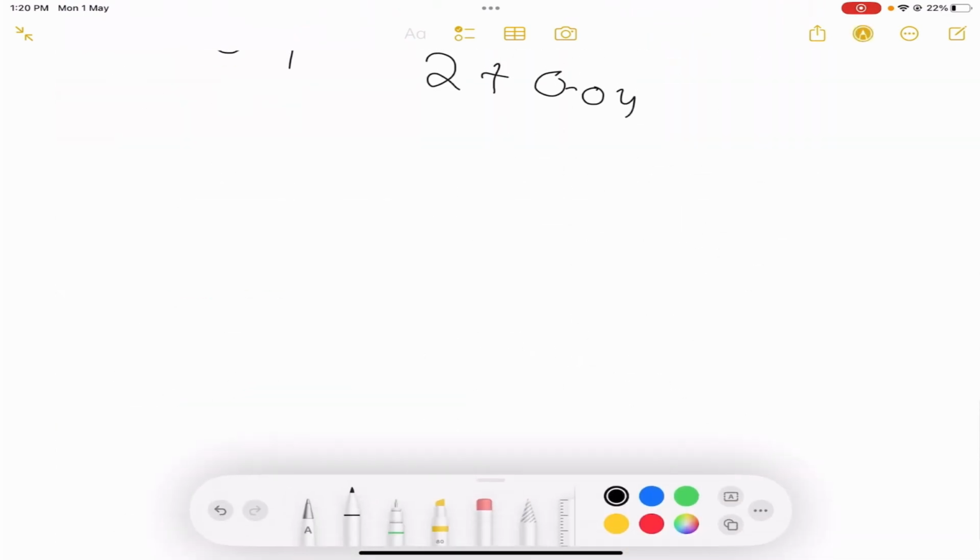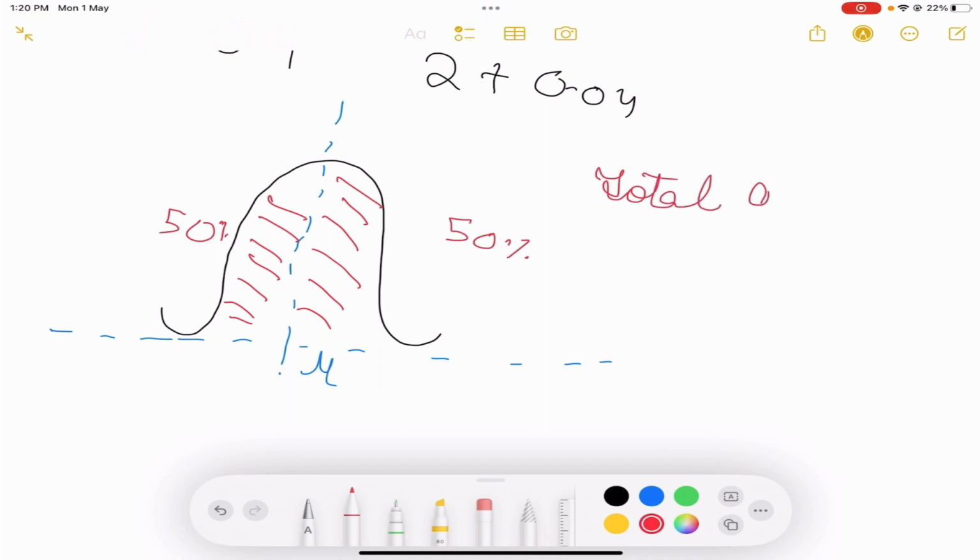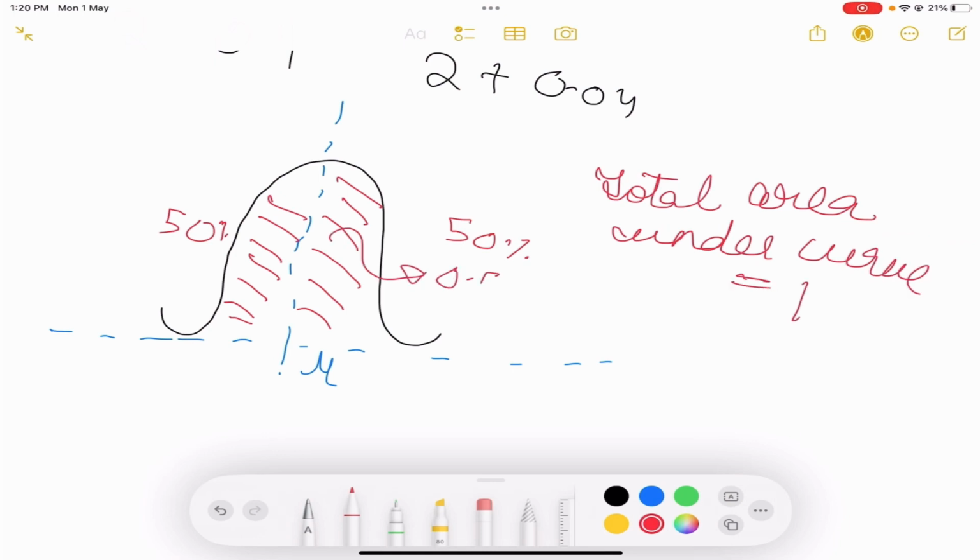Don't worry about that. Also, before we start with the questions, quickly let's revise our bell curve concepts. This is my bell curve. The middle value is always my mean, represented by mu. This is my 50% value. Write this down, make notes of it: the total area under the curve is 1. So if this is 1, then this side is 0.5 and this side is 0.5. Adding them, it becomes 1.